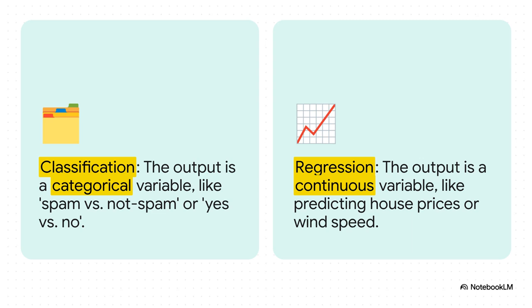Then, on the right, we've got regression. This is all about predicting an actual number on a sliding scale. We're not asking if a house will sell. We're asking for exactly how much. What will the temperature be? What's the stock price going to be? It's about predicting a specific value.